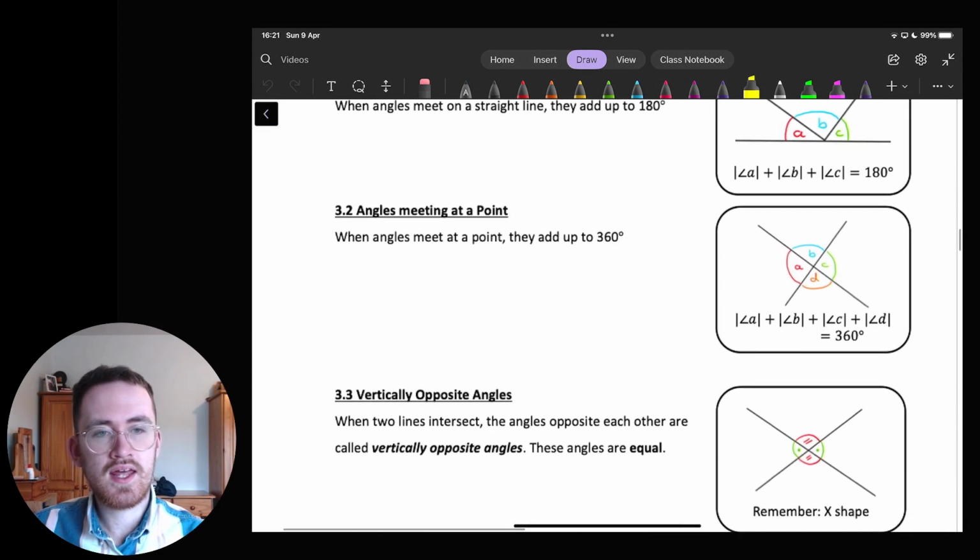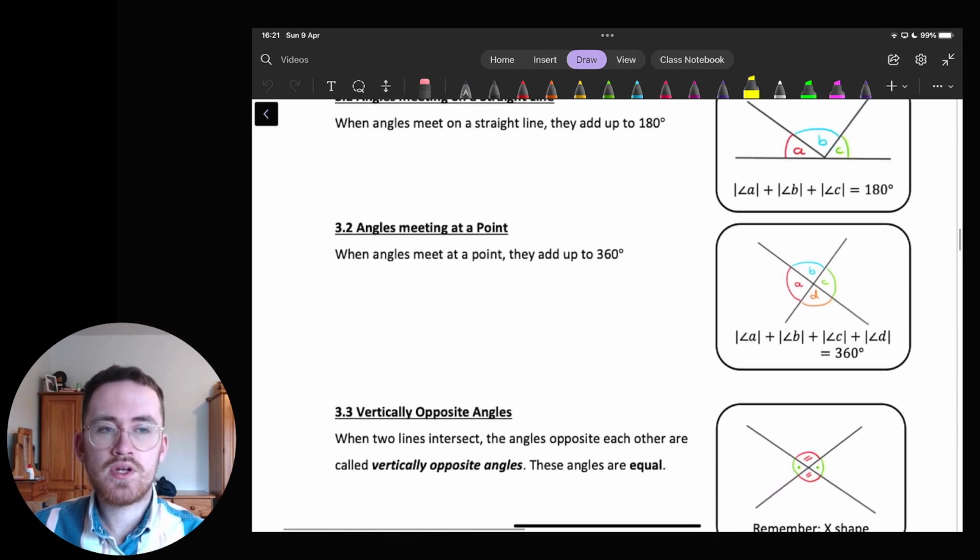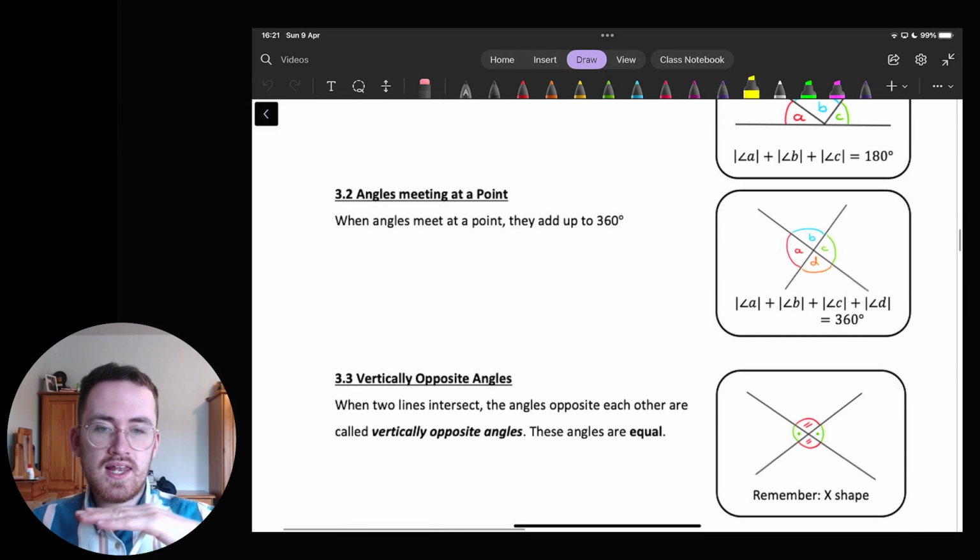The next one then, when angles meet at a point, they add up to 360. So it's a step on from that one. Instead of just having a straight line, it's when we're meeting at a point in the middle, and all the angles in the circle would add up to 360 degrees.